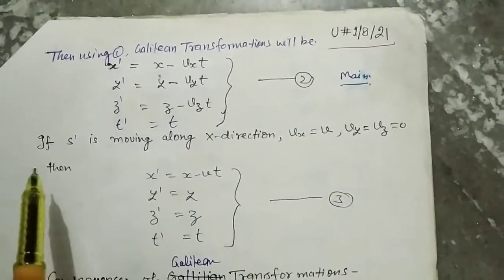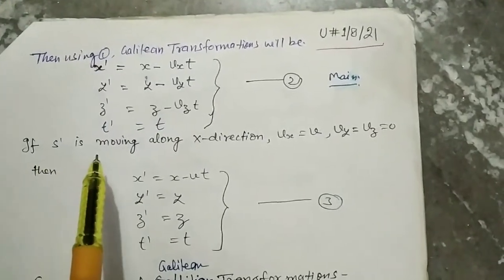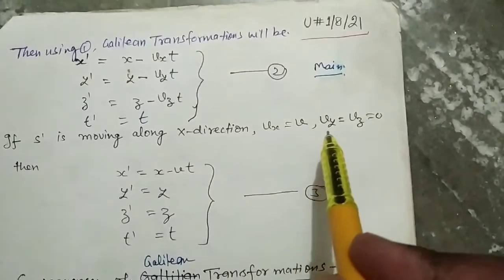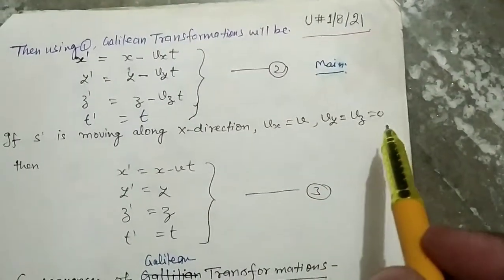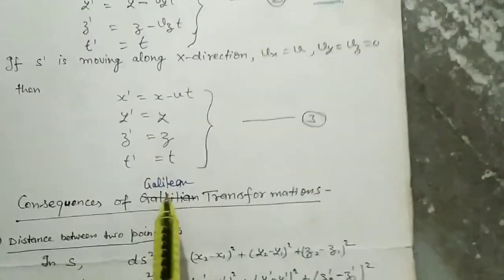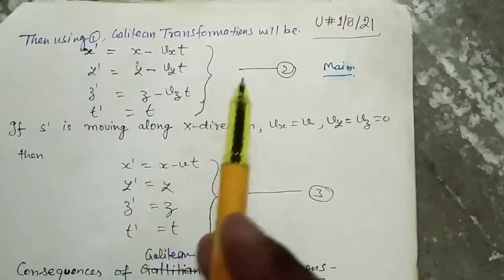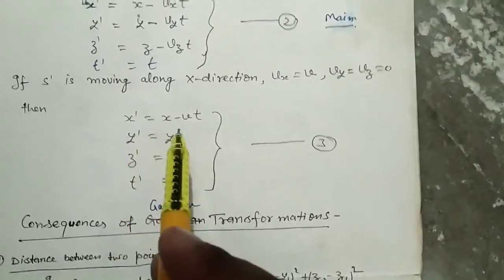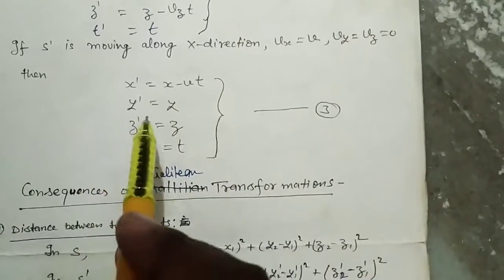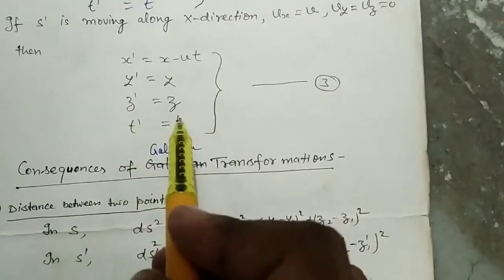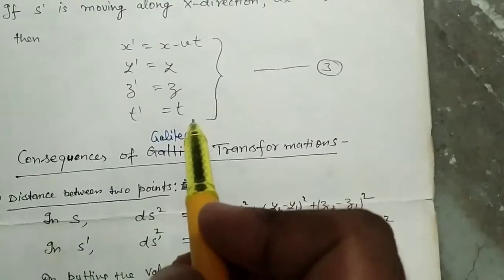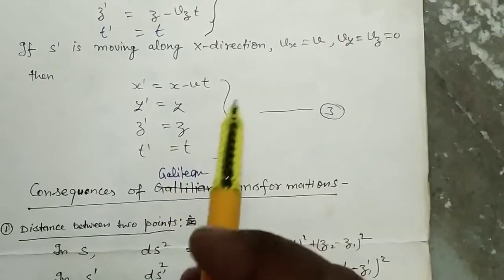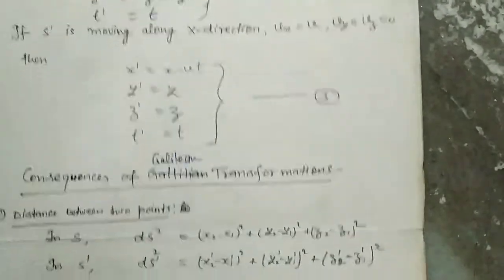The case may be that S dash is moving along the x direction, so Vx is equal to V and Vy and Vz will be 0. Then the transformations defined by equation 2 become x dash is equal to x minus Vt, y dash is equal to y, z dash is equal to z, and t dash is equal to t. So these are the Galilean transformations when the frame S dash is moving along the x direction.